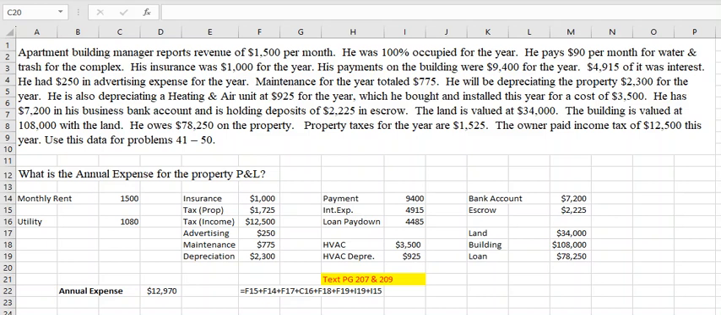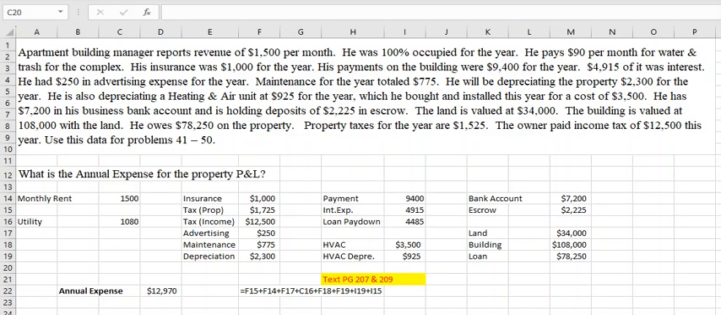The owner pays $9 per month for water and trash utilities, so we multiply that amount times 12 to get a total utility of $1,080 for the year. Insurance was $1,000. Payments to cover the interest and loan reduction are $9,400. From that $9,400, $4,915 was interest for the year. The difference, which is $4,485, is loan pay down or principal reduction.